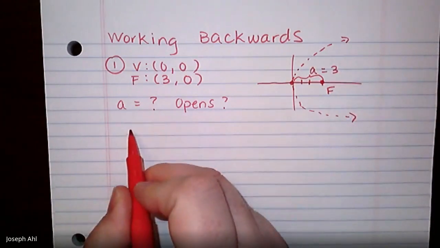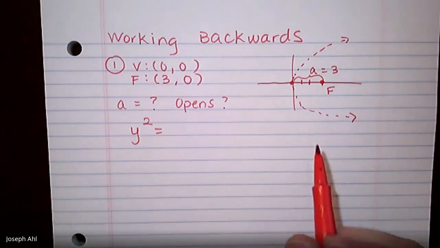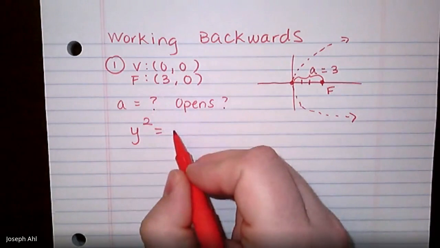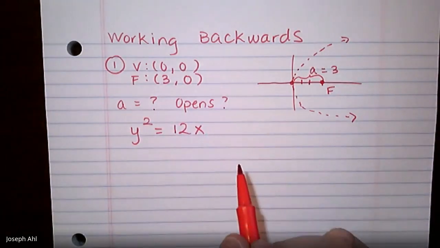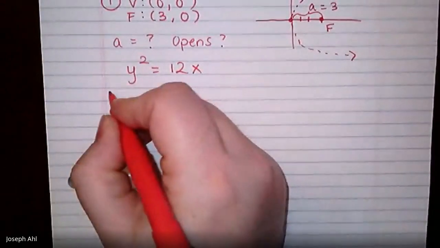This equation should be y squared for opening up to the right, for being sideways. And just remember that the number up front has to be 4 times the value of a. So if a is 3, it's going to be y squared equals 12x. And that's it. So that was actually a pretty quick one to get started here.